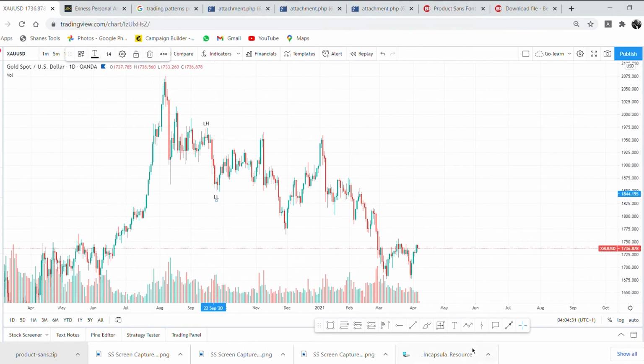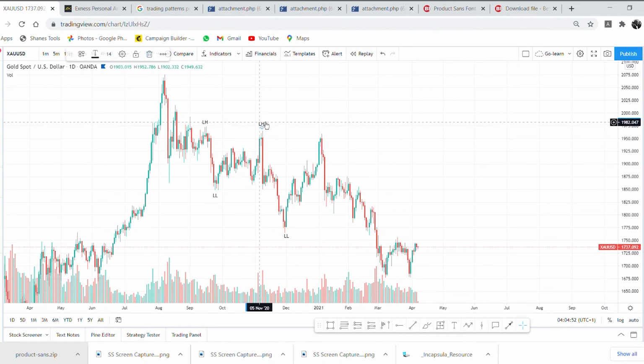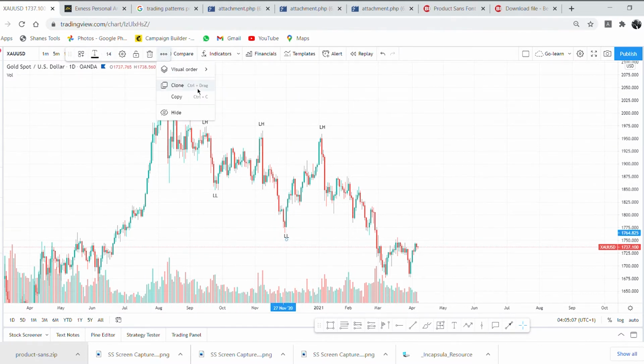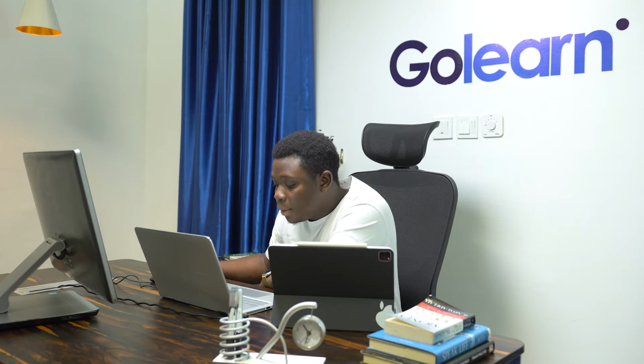Next, replicate it, another lower high, then another lower low right here. Now another lower high. Remember, this is on the daily time frame, meaning each candle represents a day. The next lower low. This is the next major lower low.